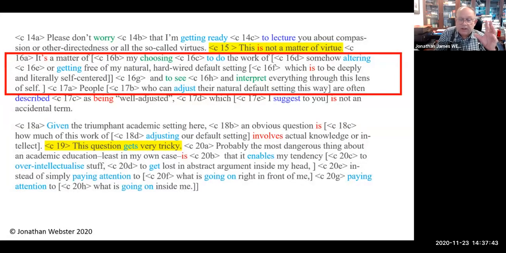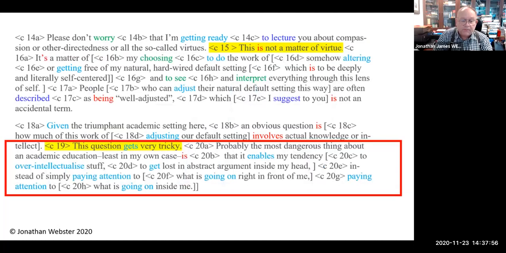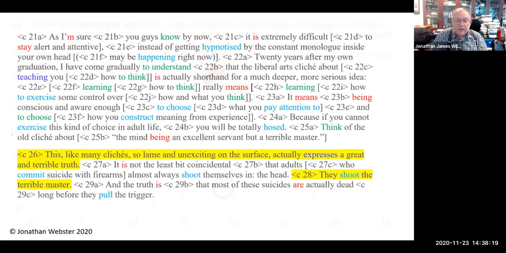Continuing, where I've highlighted in yellow is a very simple sentence, and you see it in 15: this is not a matter of virtue. And then he goes on to make his point. Continuing, 19 likewise is very short, very brief, and then comes to the point where he says probably the most dangerous thing about an academic education. And then it's his personal experience that he's highlighting, trying to make the point: paying attention to what is going on in front of me, paying attention to what is going on inside me.